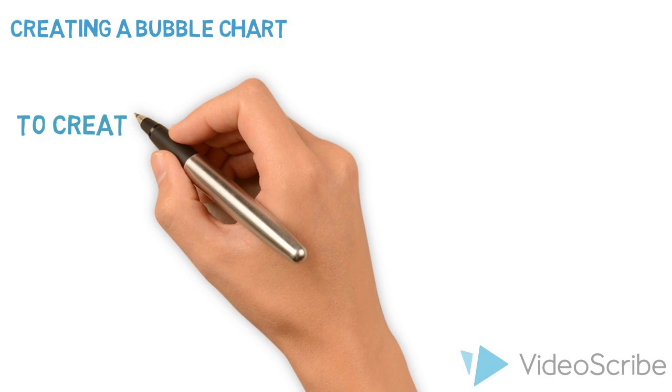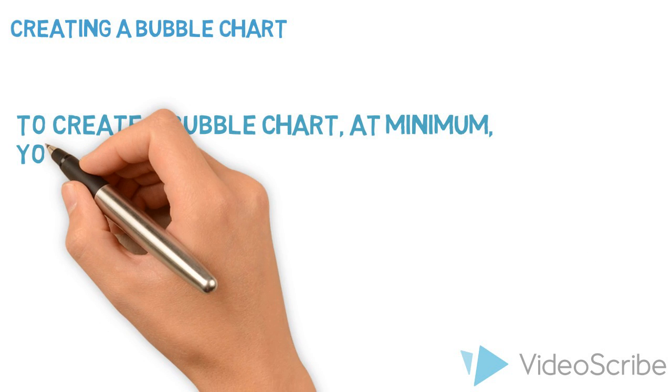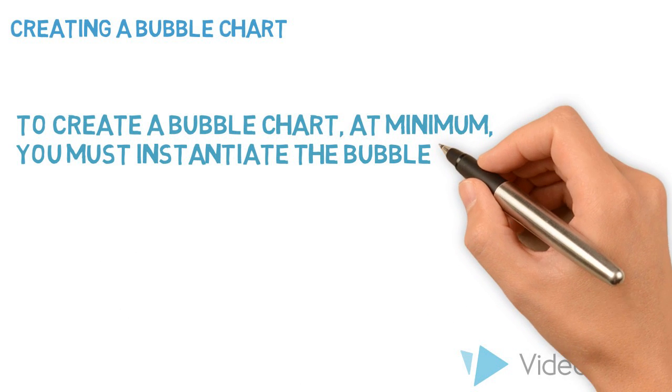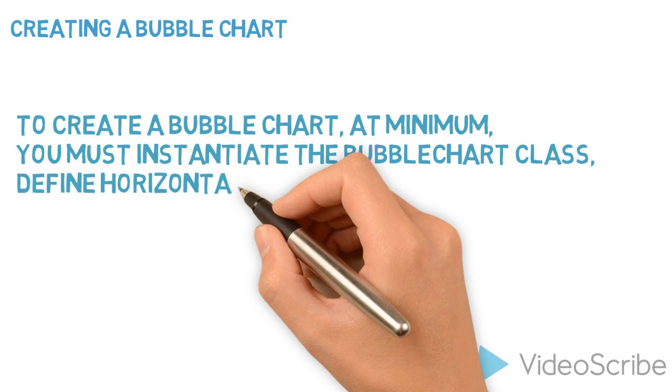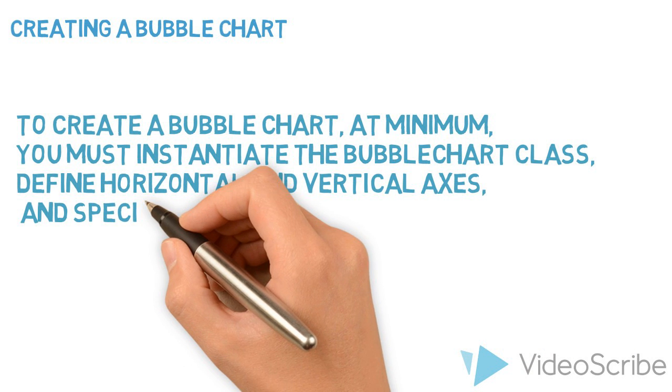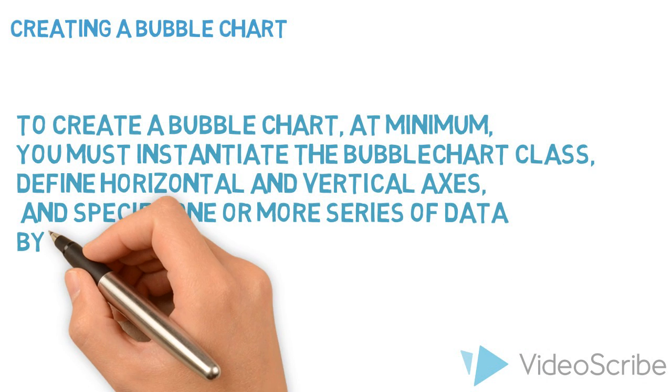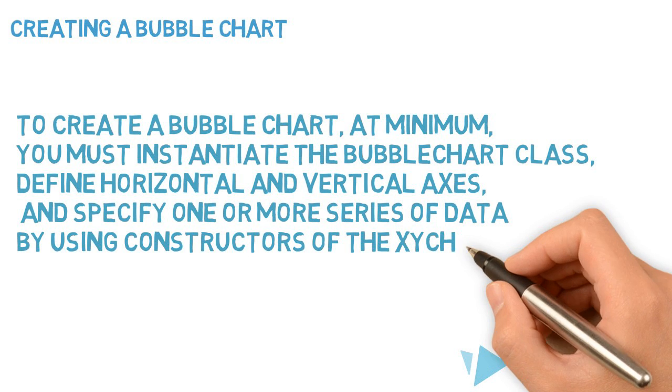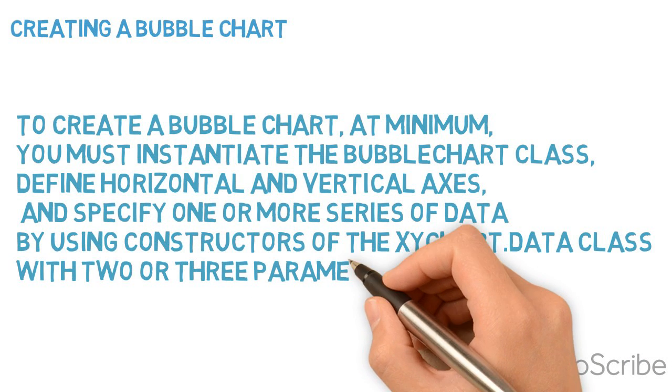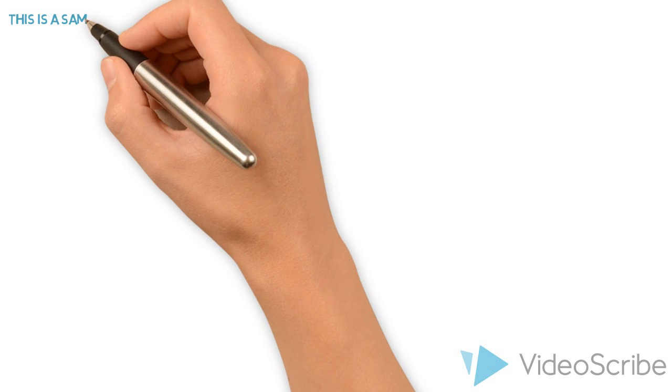Bubble chart. Creating a bubble chart. To create a bubble chart, at minimum, you must instantiate the bubble chart class, define horizontal and vertical axes, and specify one or more series of data by using constructors of the XYChart.Data class with 2 or 3 parameters. This is a sample code of a bubble chart. This is the output of the code.